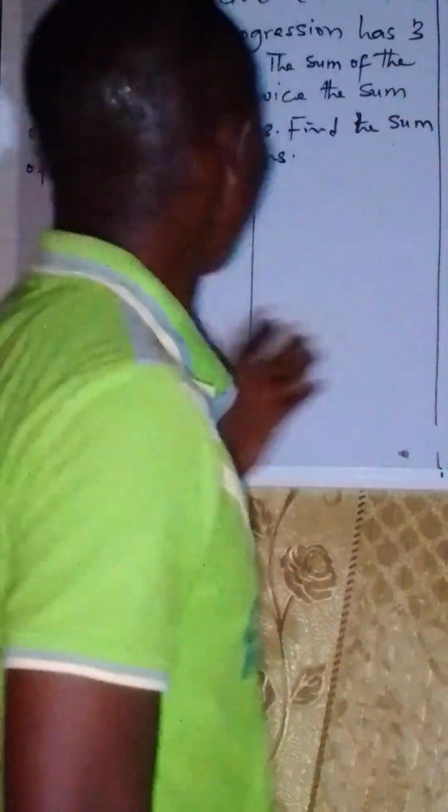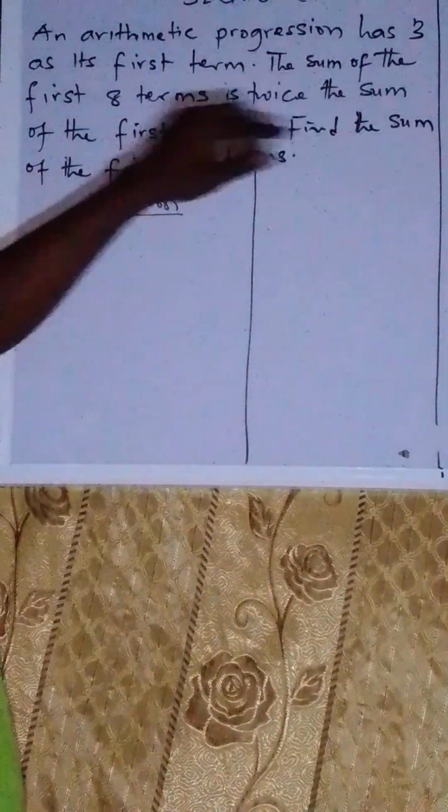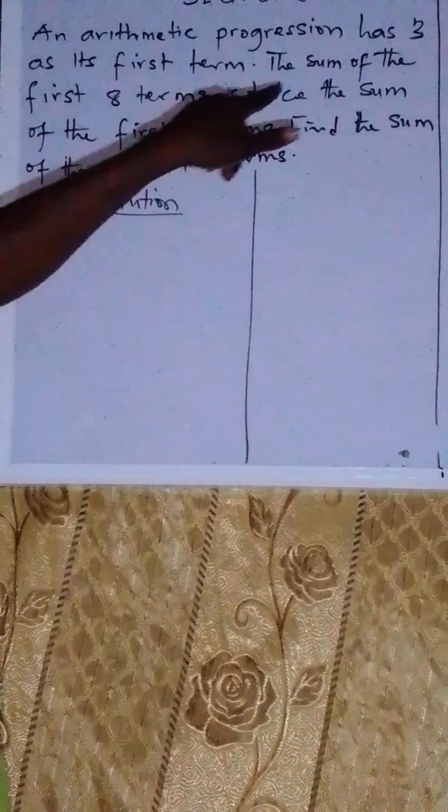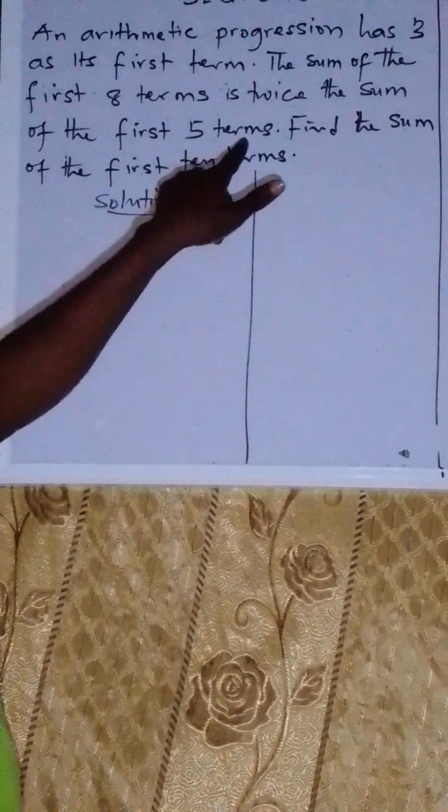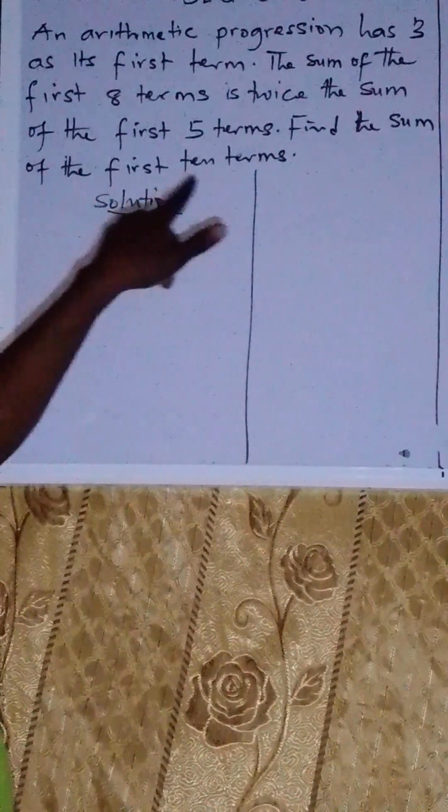Now let's look at the question. An arithmetic progression has 3 as its first term. The sum of the first 8 terms is twice the sum of the first 5 terms. Find the sum of the first 10 terms.